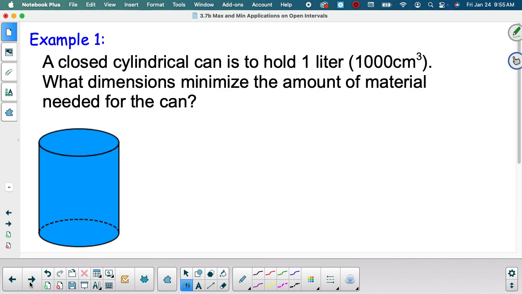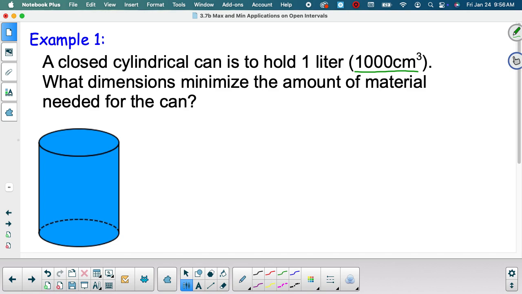Here's the first one. And this is, I showed you this before we started this unit. I have this cylindrical can right here. So it's a closed can, so it has a lid on it, it has a top and a bottom. And I need my can, my cylinder, to hold 1 liter, or what we're going to use here in a moment is we're going to think of this in terms of cubic centimeters. It's going to hold 1,000 cubic centimeters. So because it's cubic centimeters, that's my volume.